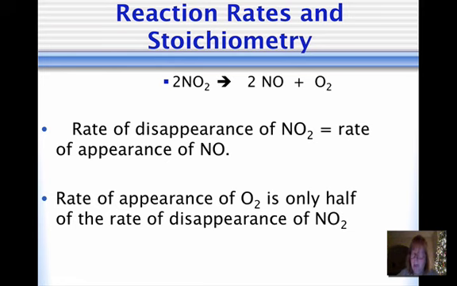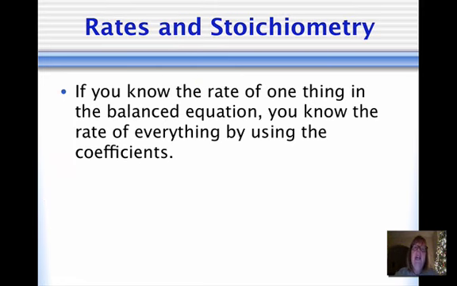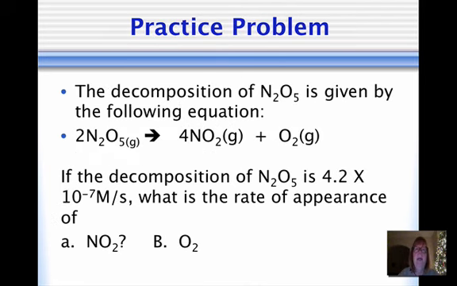Again, the stoichiometry, these coefficients in the balanced equation, hold a lot of clues to what's happening. If you know the rate of one thing in the balanced equation, and they would have to tell you one of the rates, then using those coefficients and doing that mole-to-mole ratio that we've been doing all year, you'll know the rate of everything else. So use those coefficients properly.